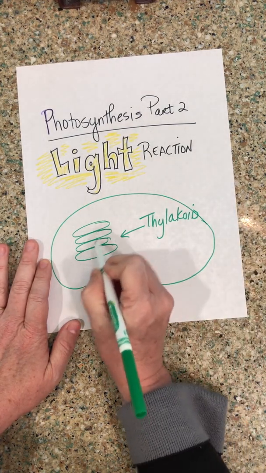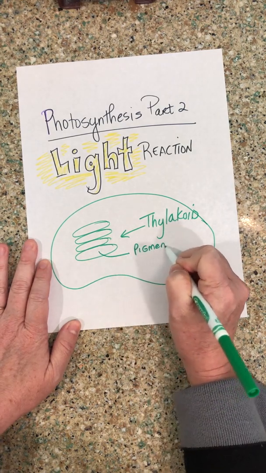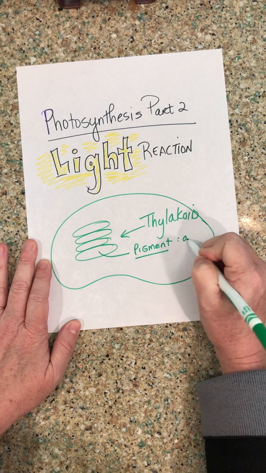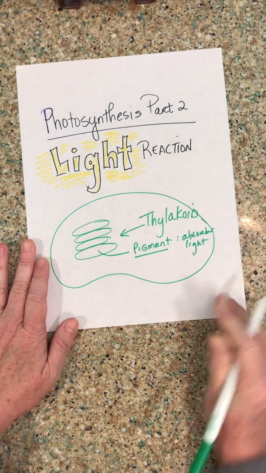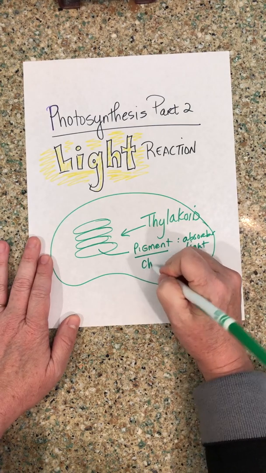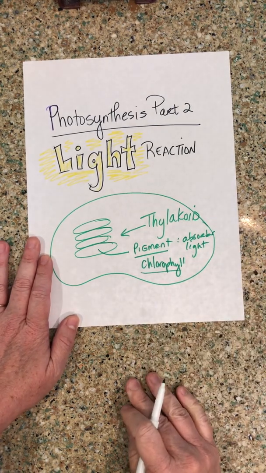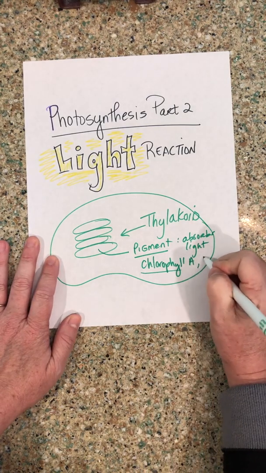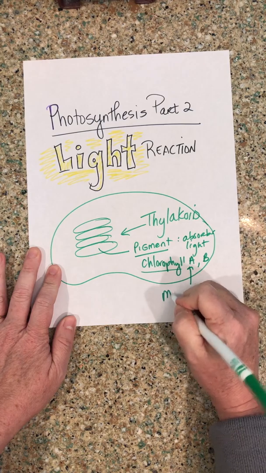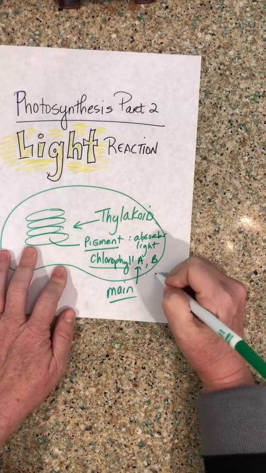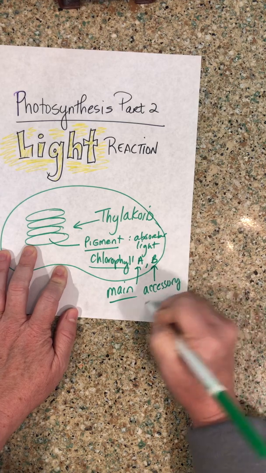It is full of the pigment, okay, and pigment absorbs light. And we are talking about chlorophyll. And there's actually two types of chlorophyll. We have chlorophyll A and we have chlorophyll B. Chlorophyll A is your main pigment, and chlorophyll B is called an accessory pigment, okay?